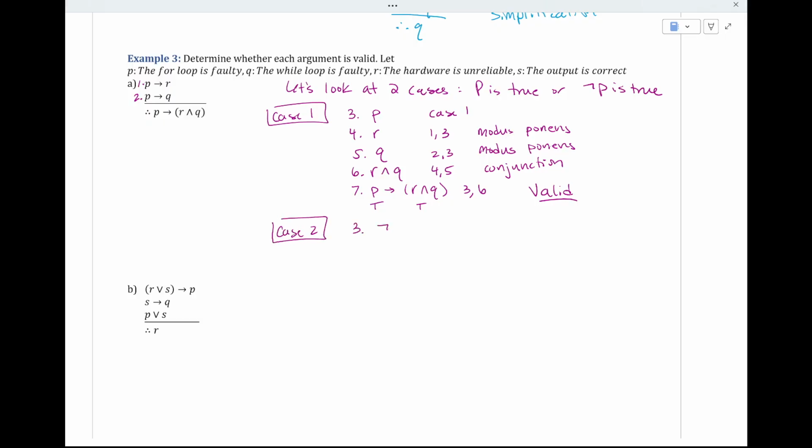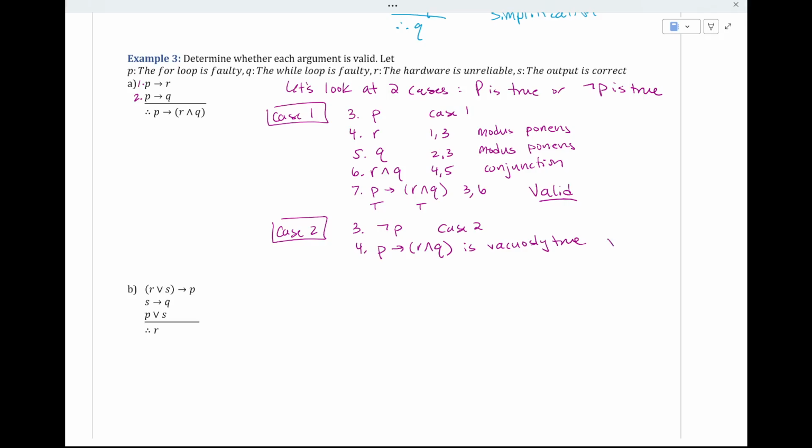In case 2, I'm assuming that not P. Then for step number 4, well, actually, I think this might be my last step, because if not P is true, then that means that P is false. So P implies R and Q is vacuously true, because P is false. So it doesn't really matter what R and Q is, because since the first part is false, the whole statement itself is true.